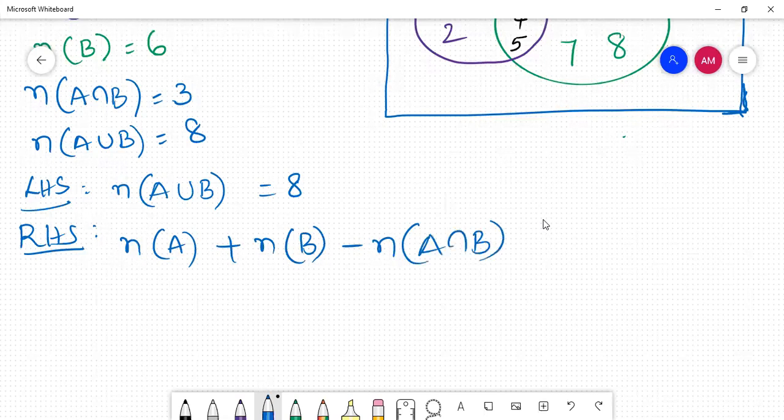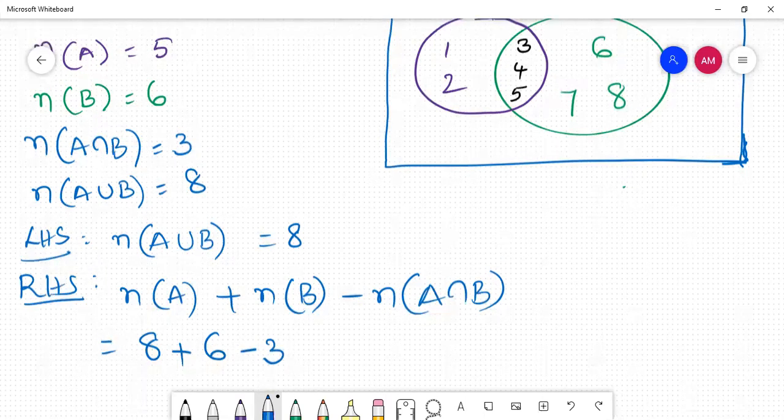So that is equal to what? What is N of A? Sorry, what is N of B? 6, no? N of B is 6. Minus what is N of A intersection B? 3. What is N of A? 5, isn't it? So let me erase this. N of A is 5. N of B is 6. N of A intersection B is 3. So what is it equal to? 6 minus 3, 3. 3 plus 5, 8.